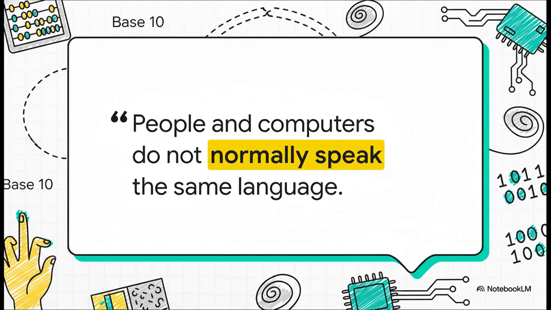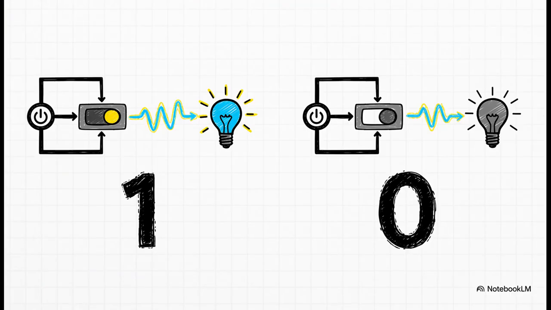People and computers do not normally speak the same language. And that's really the core of it, right? We've got this communication gap. We're talking in base 10, and computers, well, they need something way, way simpler. So what is that simple language?